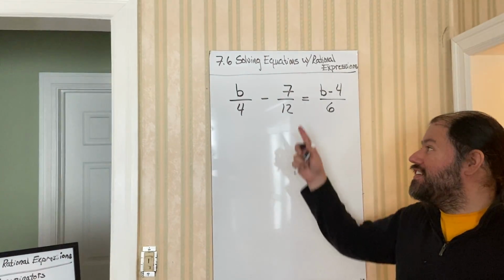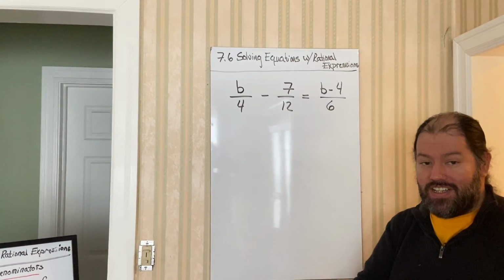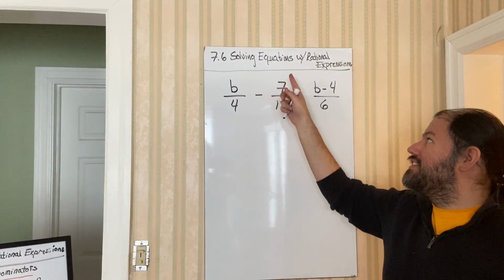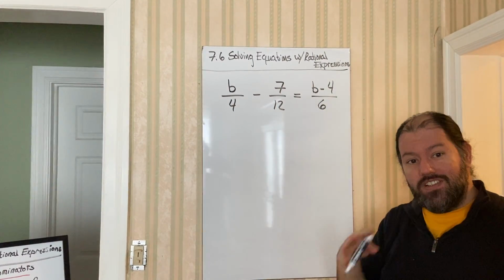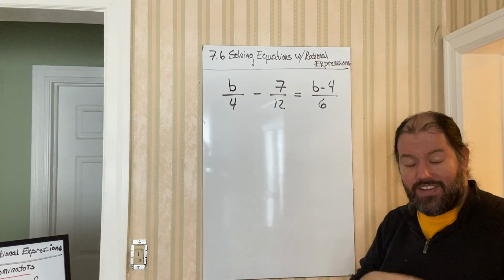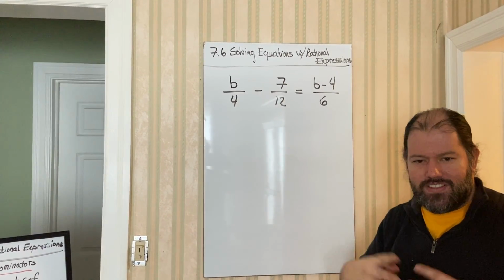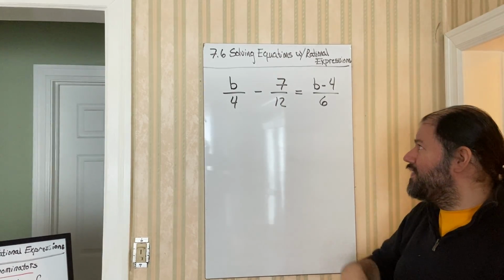Okay, so now we're going to start our final section for the last unit test. So 7.6 has to do with solving equations. Notice we kind of skipped over 7.5. 7.5 is complex fractions. We don't do that in this classroom.